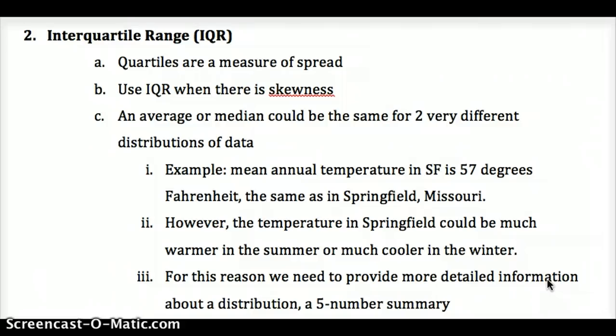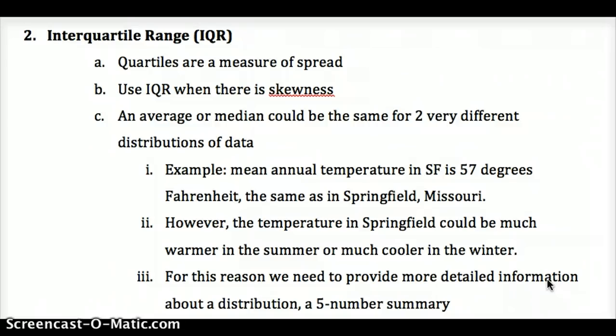The median is just one piece of information we get. So an example is here in San Francisco, 57 degrees is our average. Same thing as Springfield, Missouri. However, the two places are really different. If you went to Springfield in the summer, it'd be much hotter than it is here. San Francisco tends to be around the same temperature year-round, a little bit closer to 57, whereas Springfield, Missouri has a far larger spread because it's colder in the winter and hotter in the summer.